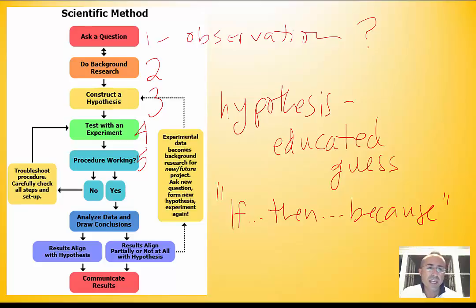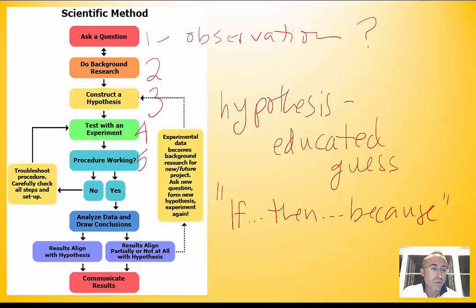Okay? So if that's the case, then you just go back. You go back from that phase to the test with an experiment. Maybe you have to change your experimental variables. Maybe you have to change what you're observing or what data you're collecting so that it looks directly at your hypothesis to help support it or help reject it.